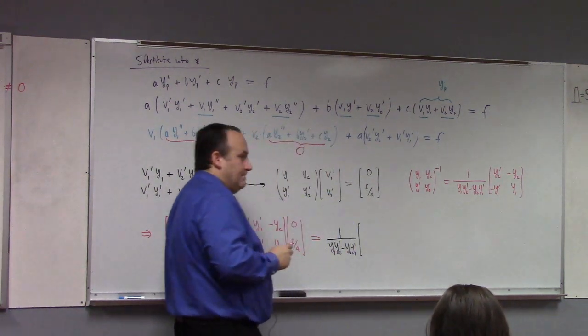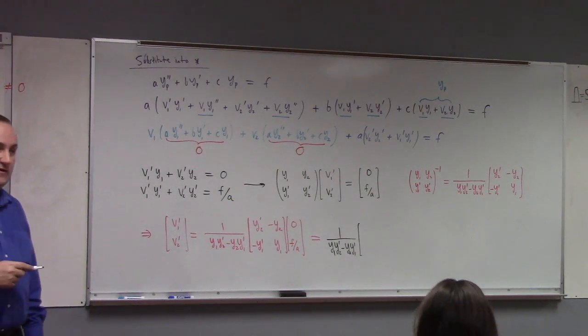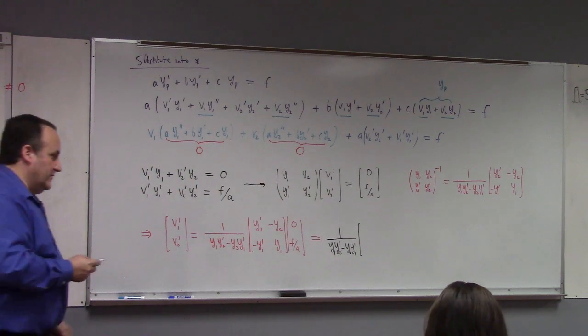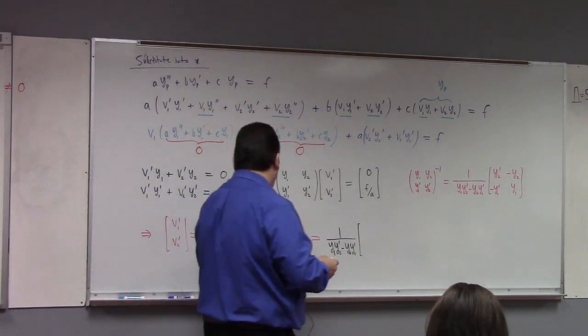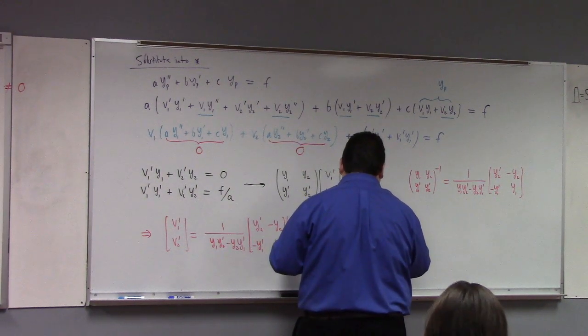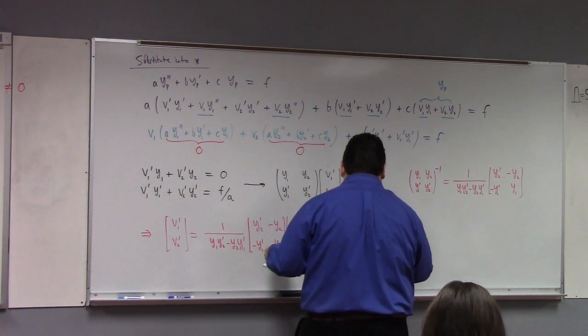Why is it non-zero? It's the denominator. It's the Wronskian, right? And we assume that that's non-zero right here. So we're within our rights to divide by that. And when we make this multiplication, we get minus y2 times f over a. And the other one gives us y1 f over a.